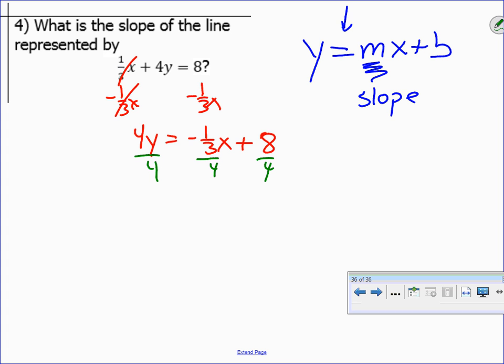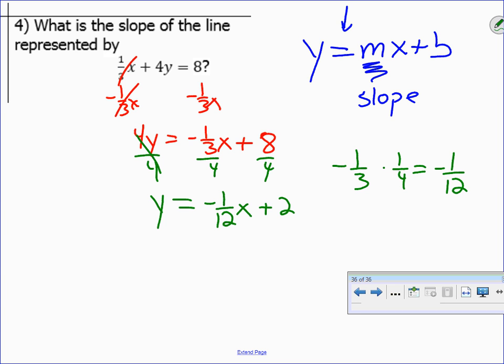Now, I know this is going to hurt some people's heads a little bit, but -1/3 divided by 4 is -1/12. You can either do that on your calculator, or you can remember that dividing is the same as multiplying by the reciprocal. So the slope would be -1/12.